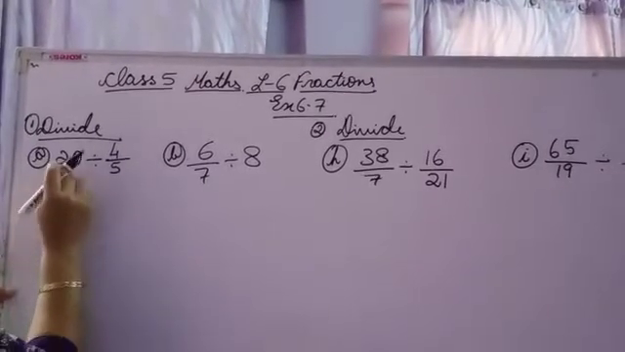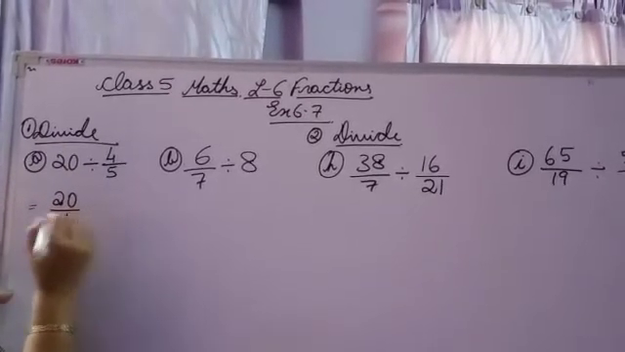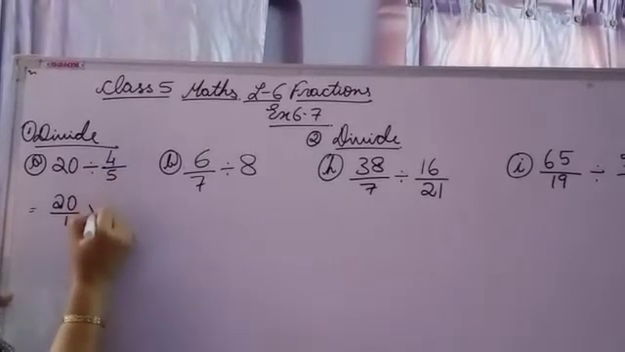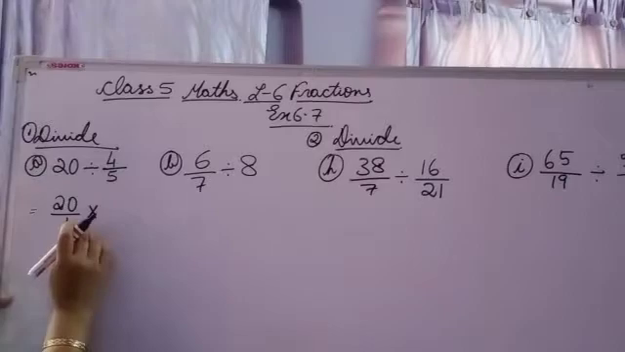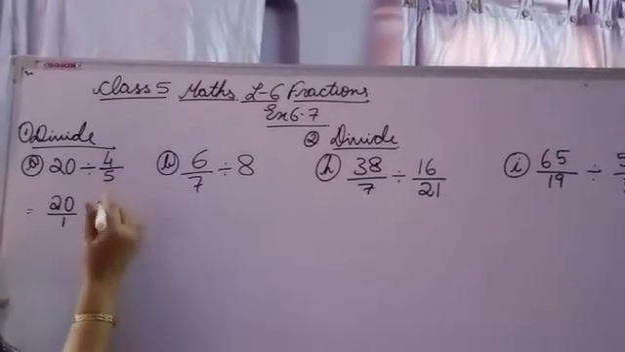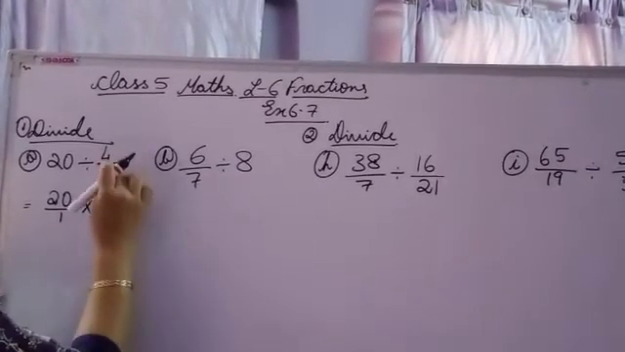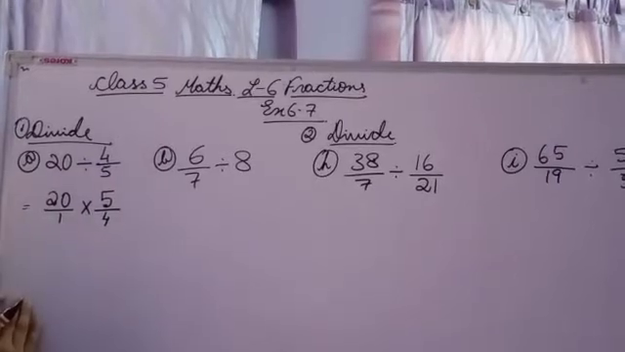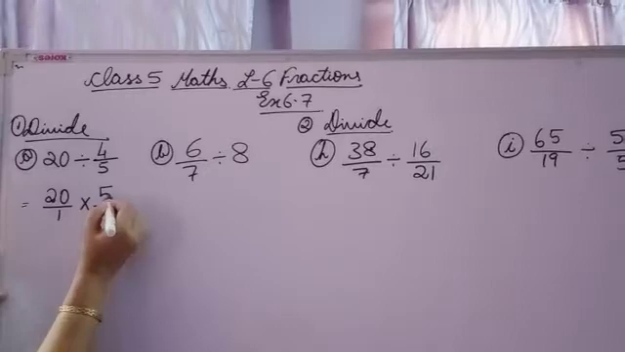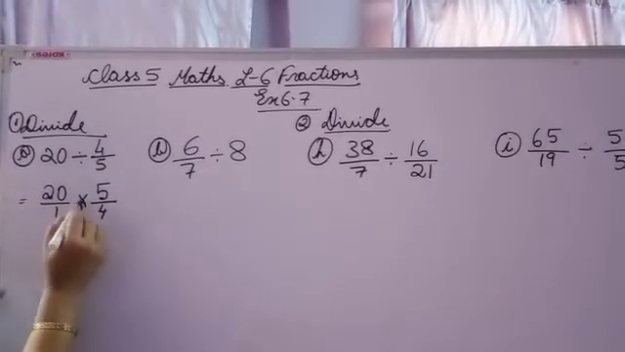Now first of all, 20 is a single number, so let us make it 20 by 1 for your convenience. I am doing this. Now this division, you write as multiplication. When you change this division sign into multiplication, you find the reciprocal of the second fraction. So 4 by 5 will become 5 by 4. So now what are my fractions? 20 by 1 and 5 by 4. So 20 into 5 and 1 into 4.